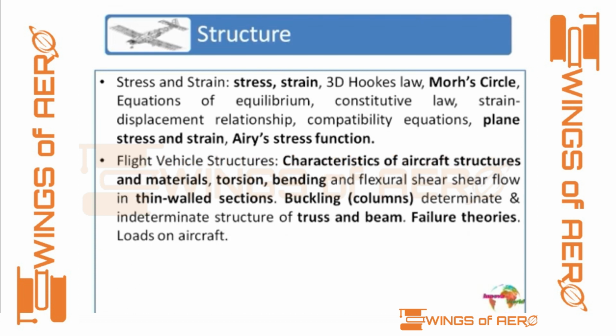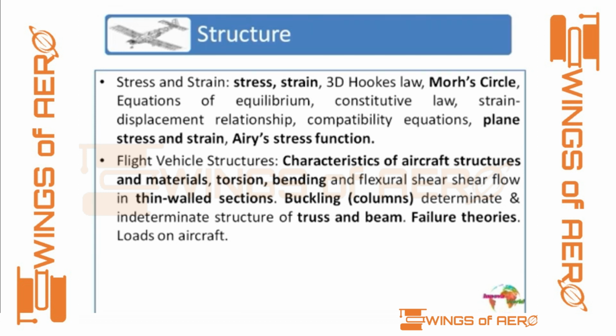Next comes flight vehicle structure. You can see the characteristics of aircraft structures and materials. Here, since you will be writing this GATE exam in the final year, obviously you will have a nice idea about the basic characteristics and the materials. Then comes torsion and bending. Torsion and bending we already study in the second year of your academics, so you have to focus on those topics, each individual chapter you have to study.